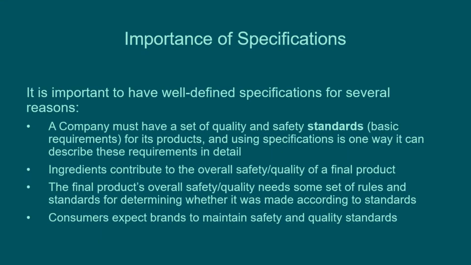So you can probably tell from that previous slide that it's pretty important to have quality specifications when dealing with food. But let's really get to the fundamental reasons why specifications help. First off, a company has to set standards of some kind, right? They really have to set certain minimum requirements for the ingredients they purchase and the products that they ultimately sell.